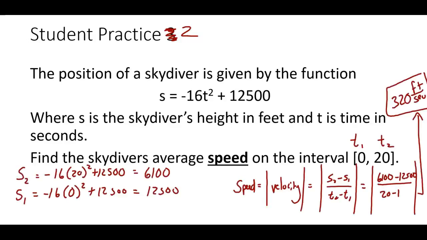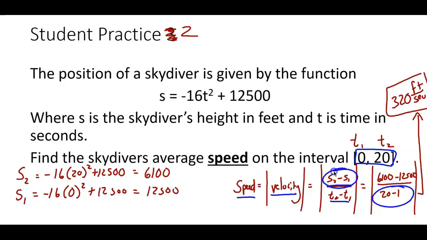The first thing we've got to do is look at the fact that we're looking for the speed. Now, speed is the absolute value of velocity. Velocity can be found by taking your second position and subtracting your first position, and dividing that by your second time minus your first time. So we need to find out what these S2 and S1, T2 and T1 are. Well, the time interval they give us is 0 to 20. So T1 is 0, that's my starting time. My ending time is 20. So I know what goes in the bottom: 20 minus 0.